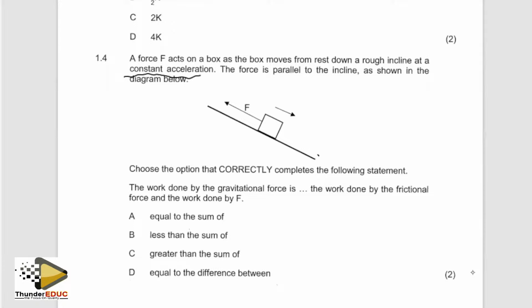If the box is moving from this point, we know that the FG parallel will be acting downwards, and then the frictional force will also be acting downwards. That's what I'm interpreting, okay? The box moves from rest down a rough incline.